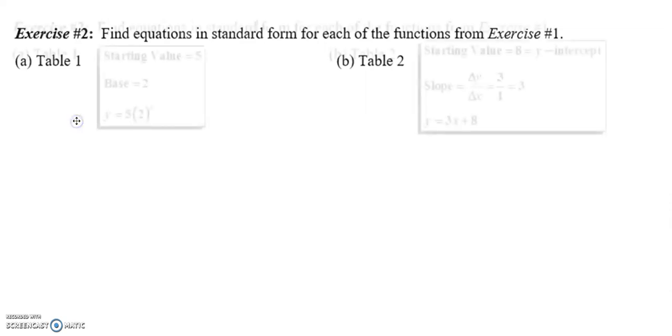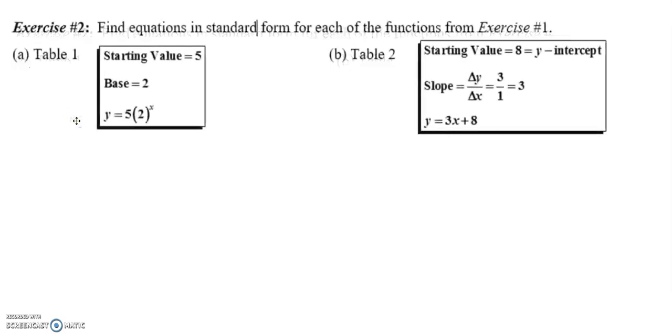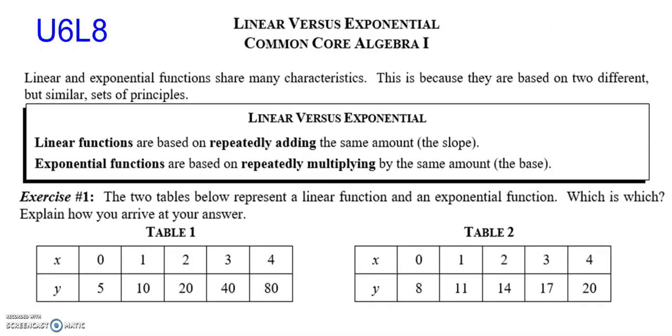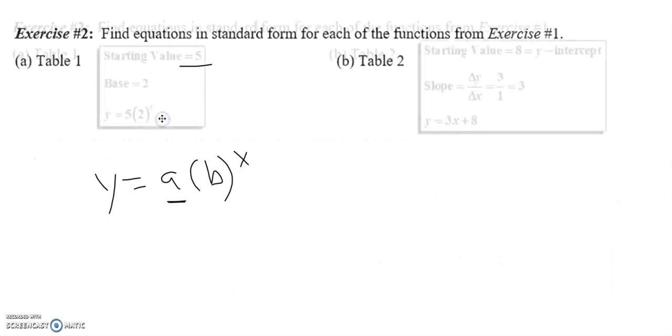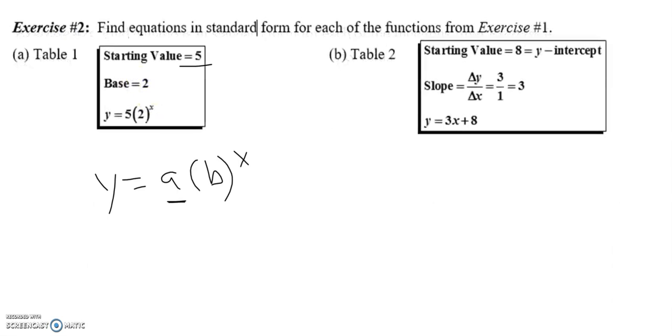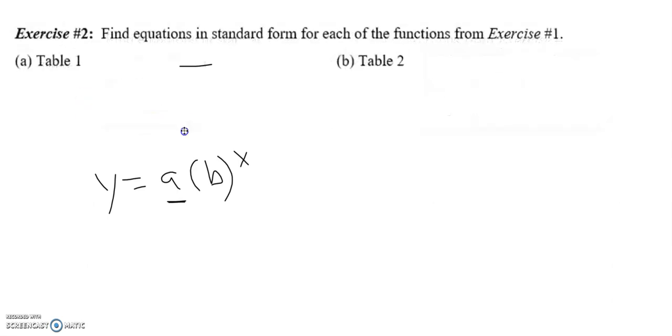Alright, so for these ones, table 1, remember, was exponential, and you guys should know the form of y equals a times b to the x, where a is your initial amount, which they gave us. If we go back to the table, we can see the initial amounts right there. And then we found out that we were being multiplied by 2 each time. So that's where the base came from. And then there came the equation there.